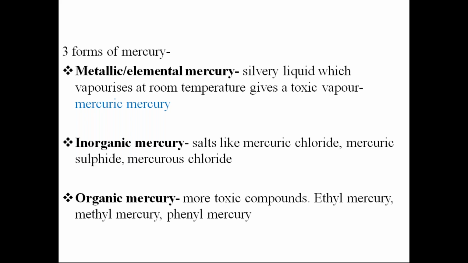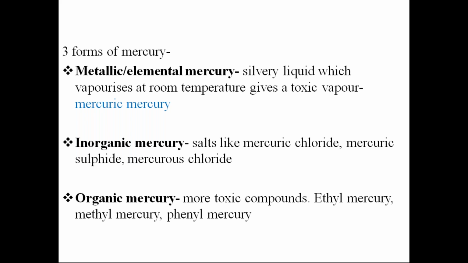So there are three forms of mercury: metallic, otherwise called elemental; number two, inorganic; number three, organic. Metallic or elemental mercury is a silvery liquid which vaporizes at room temperature and gives a toxic vapor known as mercuric mercury. So the vaporized form of mercury is nothing but mercuric mercury, which is toxic to individuals who breathe it in.